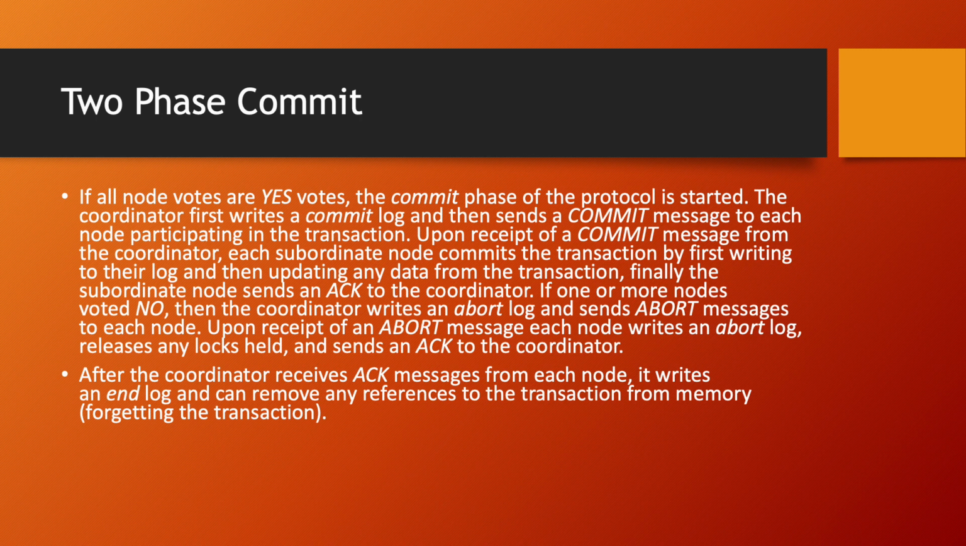Upon receipt of a commit message from the coordinator, each subordinate node commits the transaction by first writing to their log and then updating any data from the transaction. Finally, the subordinate node sends an ACK to the coordinator. If one or more nodes vote no, the coordinator writes an abort log and sends abort messages to each node. Upon receipt of an abort message, each node writes an abort log, releases any locks held, and sends an ACK to the coordinator. After the coordinator receives ACK messages from each node, it writes an end log and can remove any references to the transaction from memory. That is, forgetting the transaction.